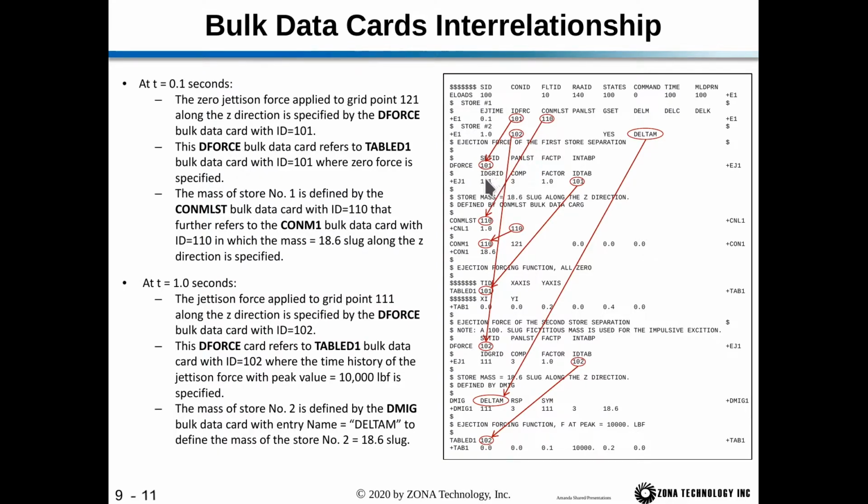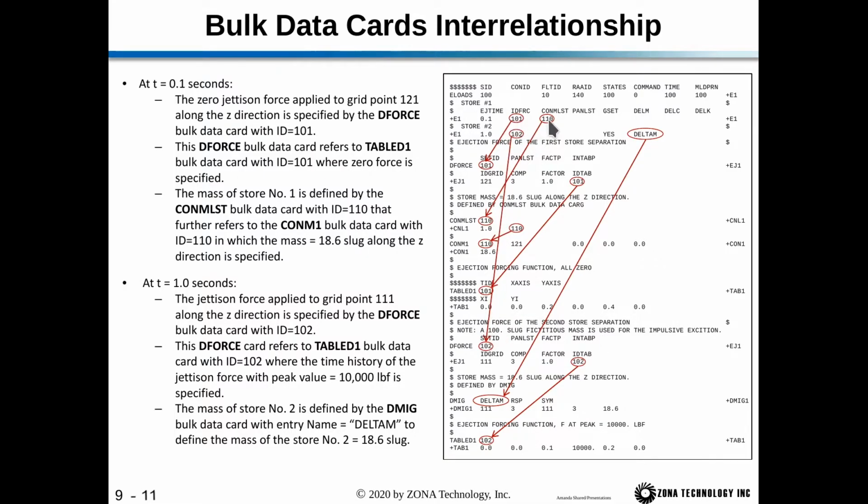This is the force here. So the force is in the Z direction. Our factor is 1, and then our table is down here. And for this one, our forcing function is 0. So we have 0, 0, 0. So the forcing function is 0 for the first store.